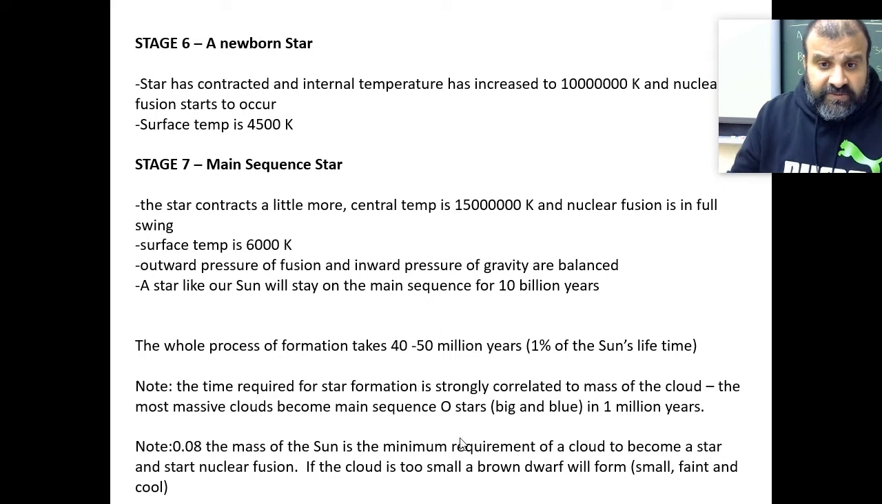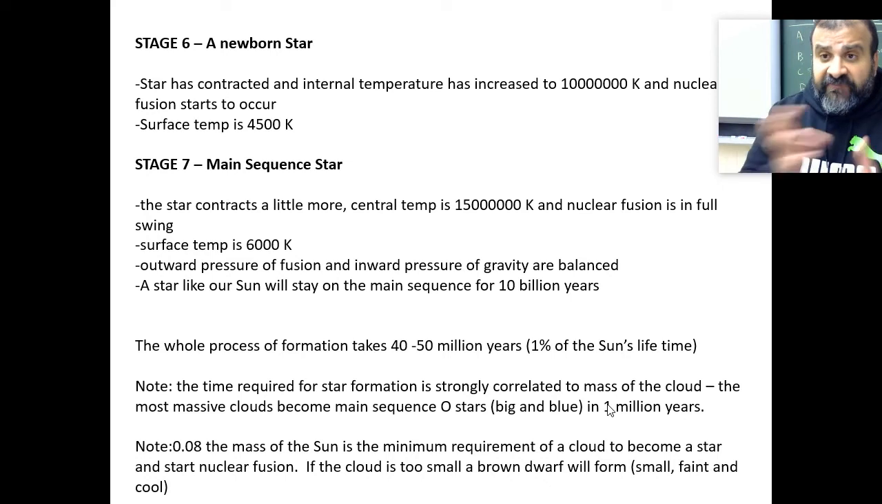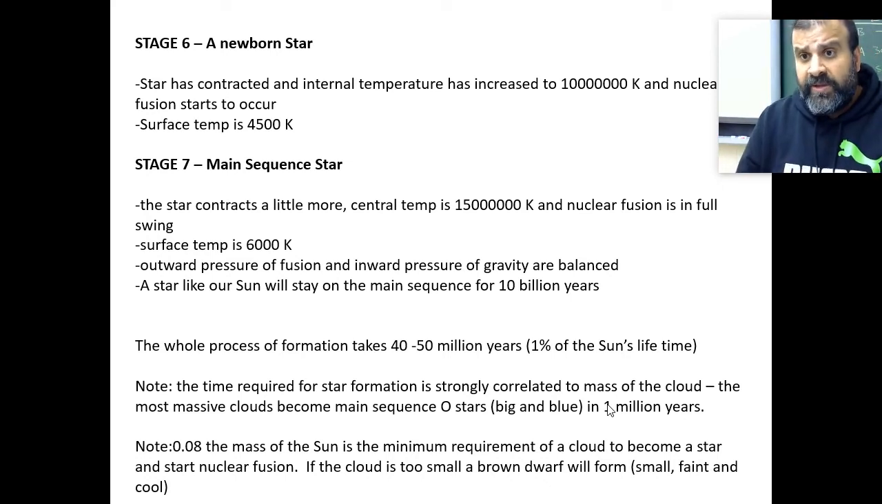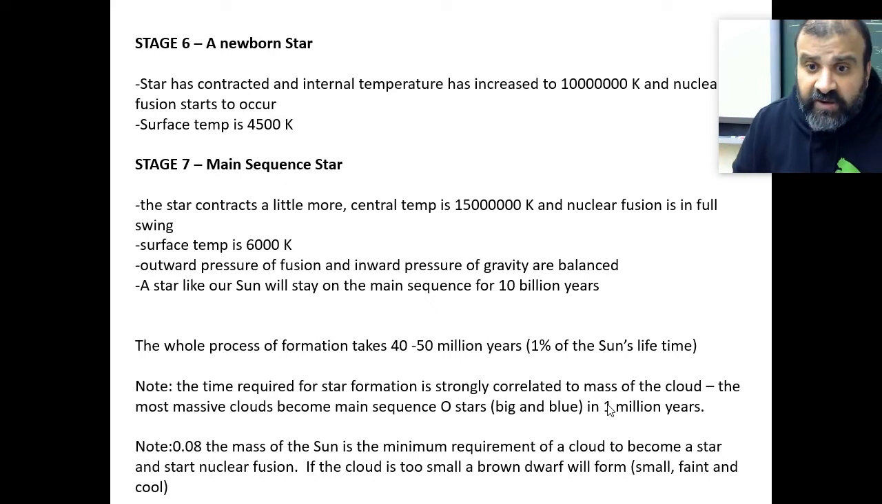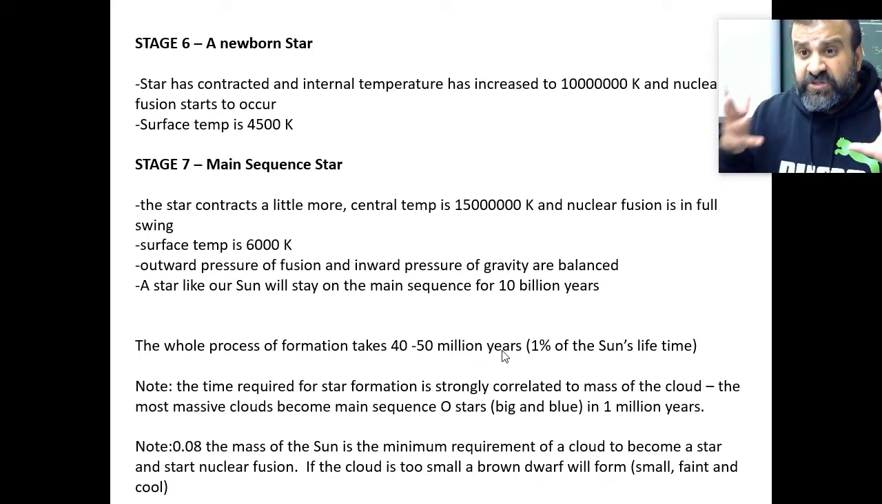Next, the time required for star formation is strongly correlated to the mass of the cloud. The bigger the cloud that forms the star, the more gravitational potential there is, the faster it can collapse and the bigger the star it will become. Massive stars that become massive blue giants might only take 1,000,000 years to form, versus 50 million years for our sun, because there's so much gravity in that massive cloud that never fragmented.